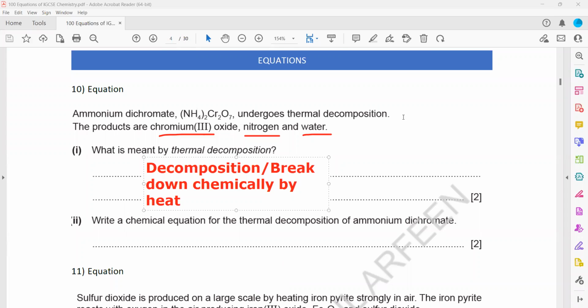So you can also mention that intraparticle forces are overcome, because it means the compound will change. So decomposition or a breakdown chemically by the action of heat is a thermal decomposition. And as I shared with you the definitions, try to memorize the definition.